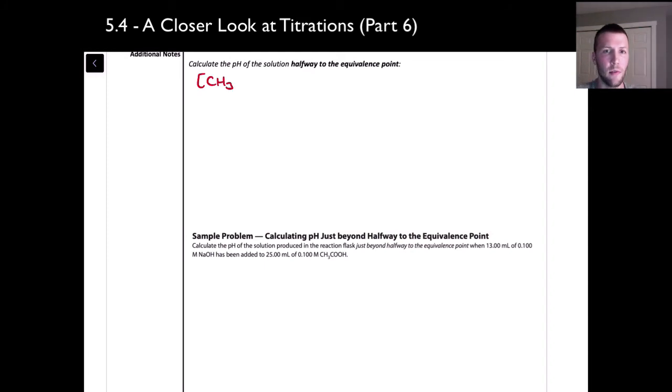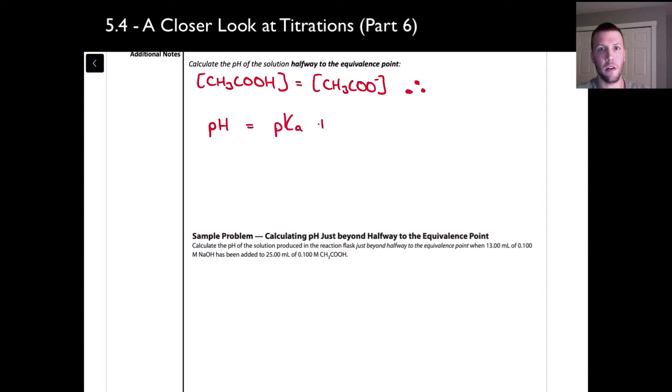At the halfway to equivalence point, we should recognize that the acetic acid concentration is now going to be equal to our acetate ion concentration. So that ratio is now 1 to 1, which means that when I use the Henderson-Hasselbalch equation, this is going to simplify to the pH equals the pKa plus the log of 1. And the log of 1 is 0, therefore my pH is just going to equal the pKa whenever I'm at the halfway to the equivalence point.